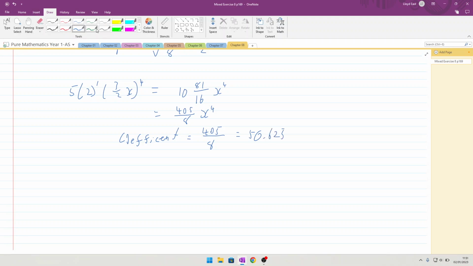Okay, last one for this video then. Question 18. Find the constant term in the expression of (x squared over 2 minus 2 over x) to the power 9. So the constant term is anything that's only got what would be x to the power 0, so no x value to it.